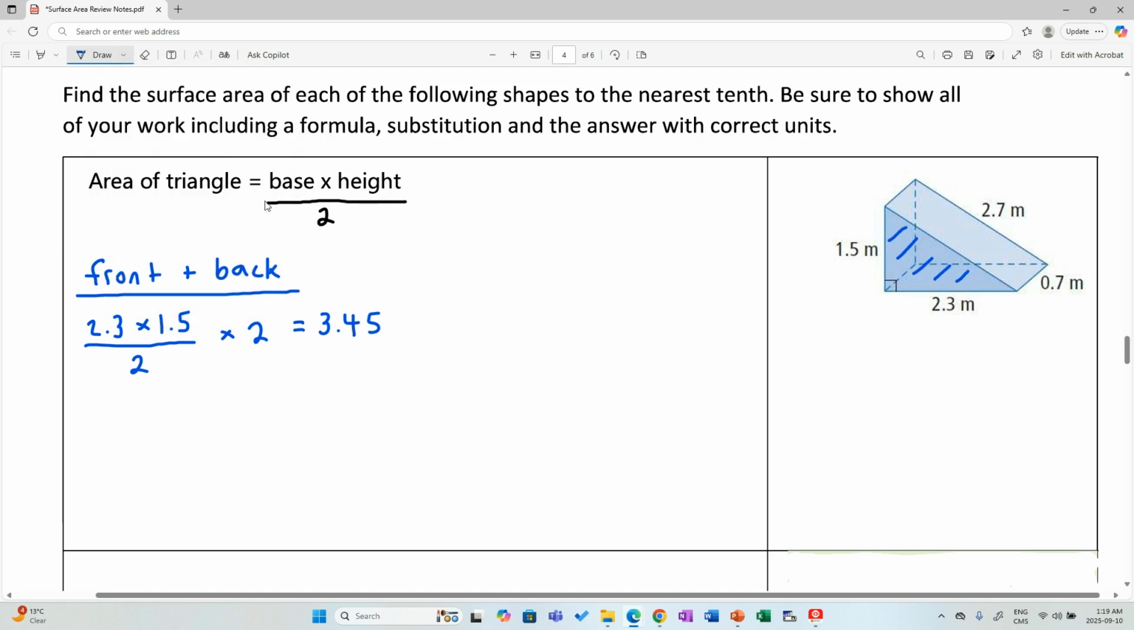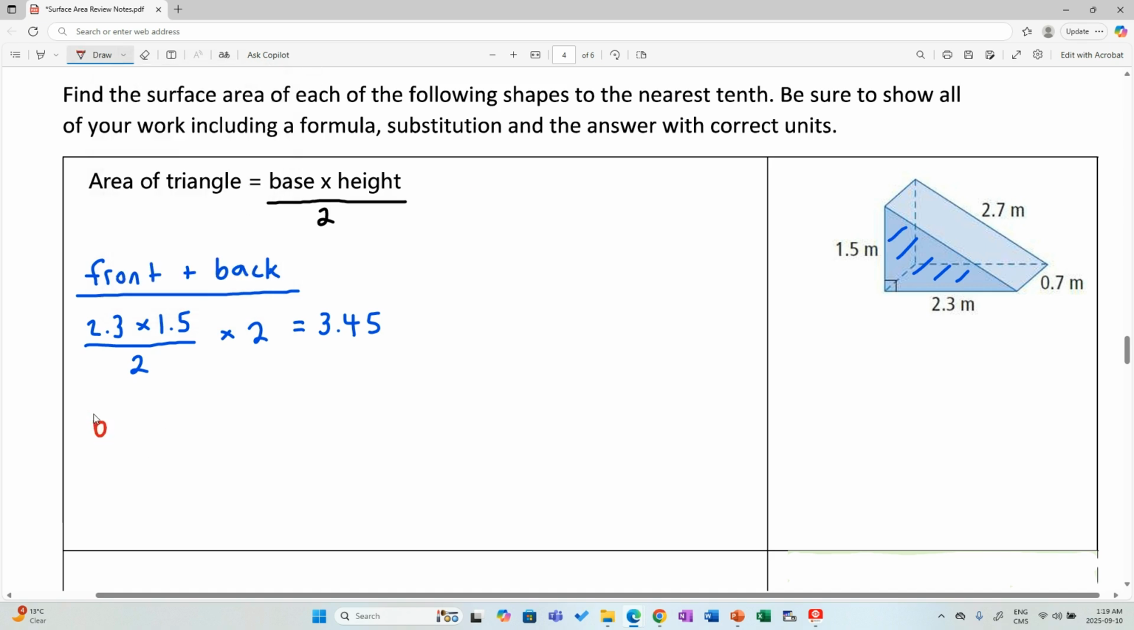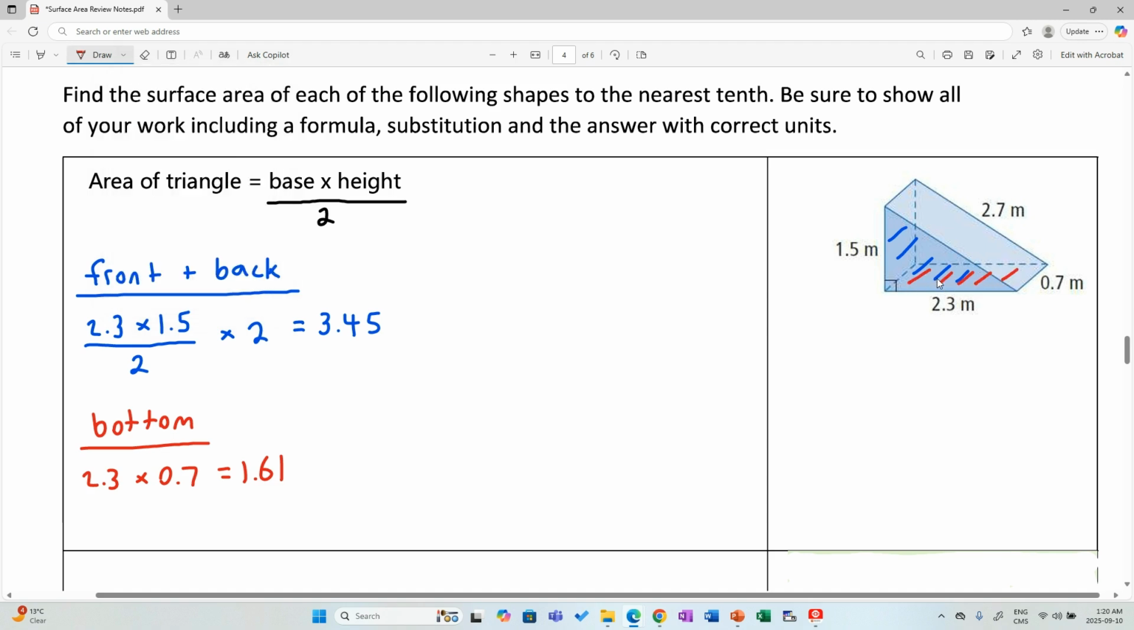Now, let's say we want to find the back. Or not the back, sorry. Let's say we want to find the bottom. There's 5 sides to a triangular prism. I want to find the bottom and the left and right side separately. Okay, so for the bottom, I see it as 2.3 multiplied by 0.7. So I'm simply going to write 2.3 multiplied by 0.7, and my answer is going to be 1.61. Okay, I just found the bottom. Now I guess I'll color it in. That's the bottom.